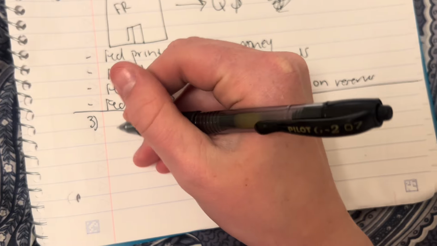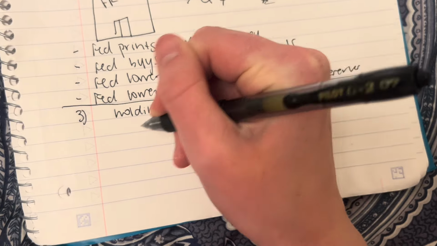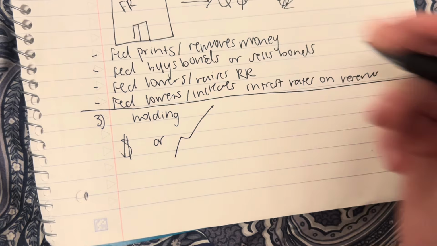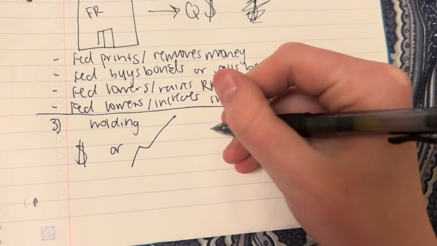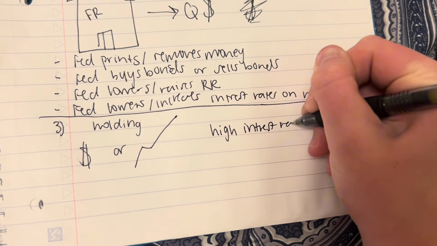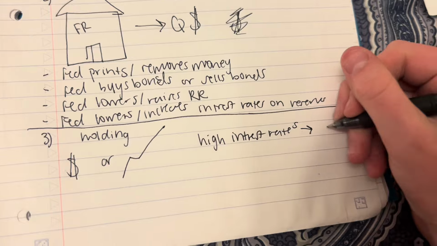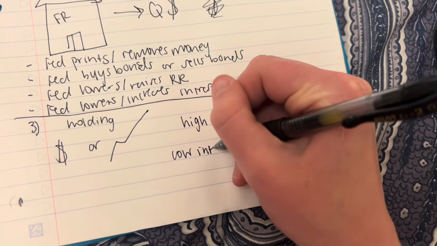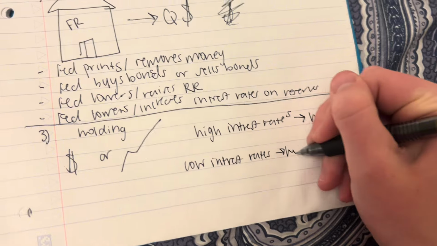Question 3 is asking to explain why the demand curve is downward sloping and what shifts the demand curve. So why it slopes down is because people choose between holding money or holding interest earning assets like bonds. So when interest rates are high, people want less money, and when interest rates are low, people want more money. This causes the money demanded to be downward sloping.